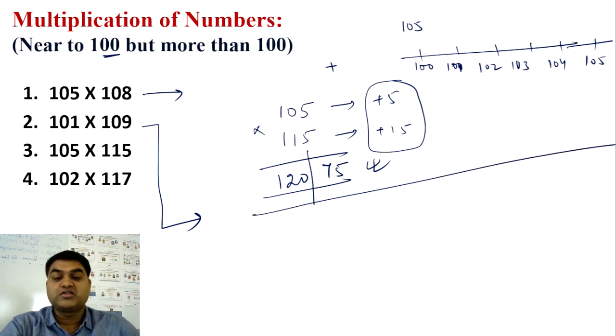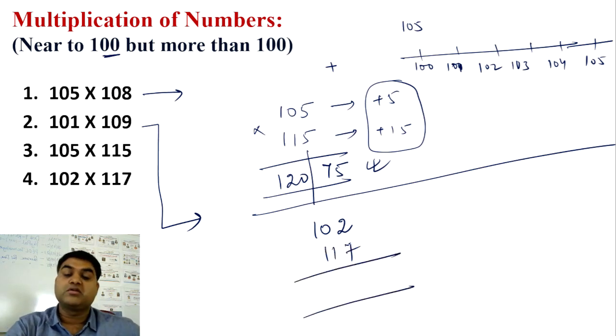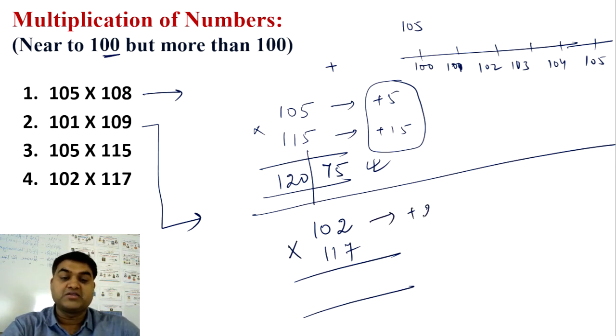Let's see another calculation, the last one. 102 times 117. If you see this question, you can do it this way. Otherwise, if you have already practiced, we can directly do it, with no need of bifurcating this or finding left hand side and right hand side. We know on the right hand side, a two digit number should be there. So 17 times 2 is 34, and on the left hand side, 117 plus 2 is 119, which is our answer.